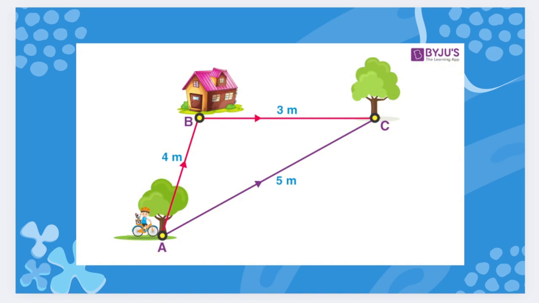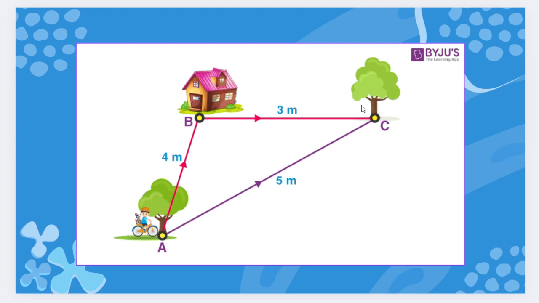Okay, dito naman po, makita po natin that there is a boy on his bicycle that first goes from his house, coming from point A. He goes to point B, which is a house, traveling for a distance of 4 meters. And then after that, travels to the tree with a distance of 3 meters.